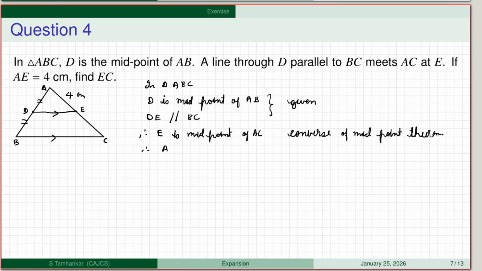Okay, so therefore AE will be equal to half of AC, and this is 4. Okay, and it is half of AC. So basically what it means is that AE is equal to EC, and therefore we get EC as also 4 centimeters. So this is the answer to the question. Let's go to the next question.